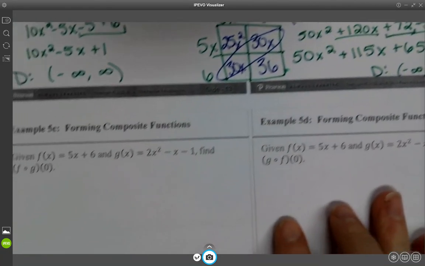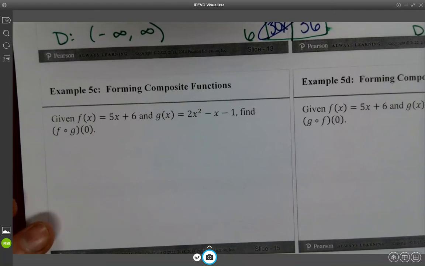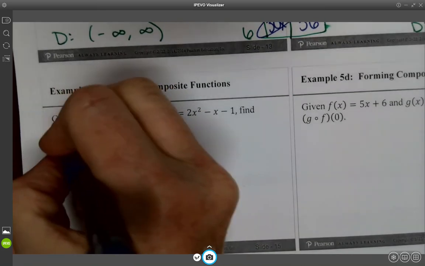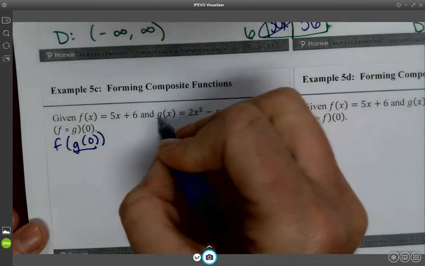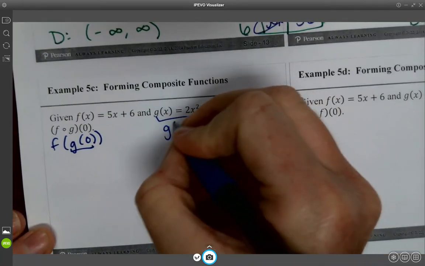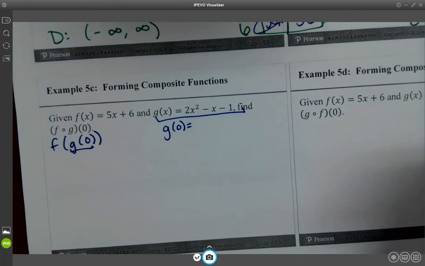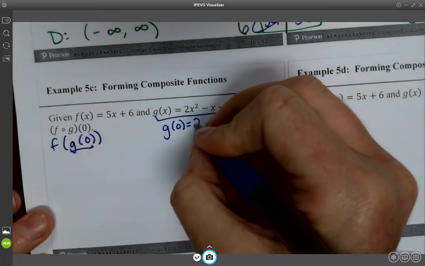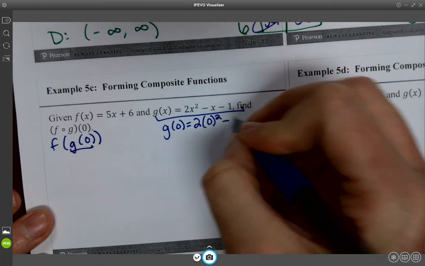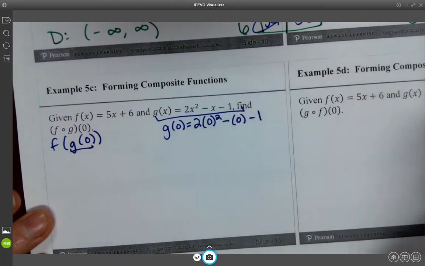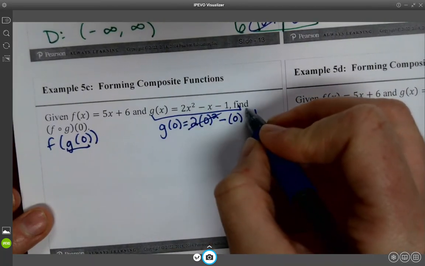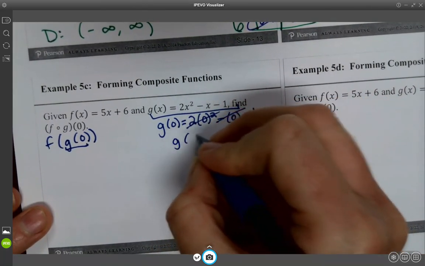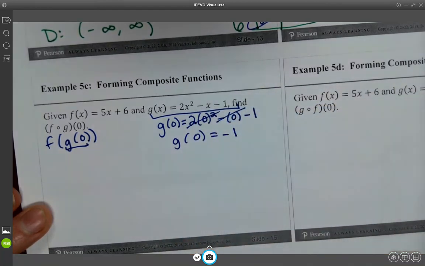Okay, let's do the next one. F of g of 0. So that means it's f of g of 0. So I need to find out what g of 0 is first. I'm going to look here. I'm going to plug in a 0 and then I will substitute that in. So 2 times 0 squared minus 0 minus 1 times a 0 minus a 0. So g of 0 is just negative 1.